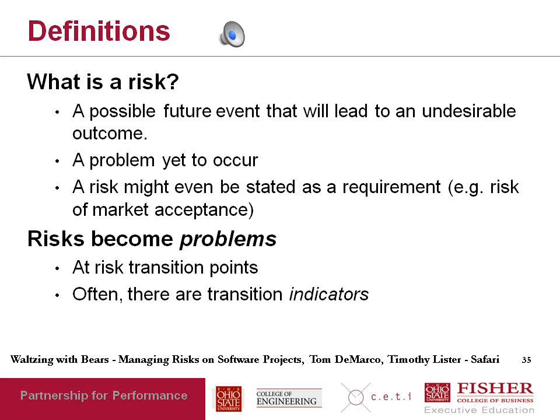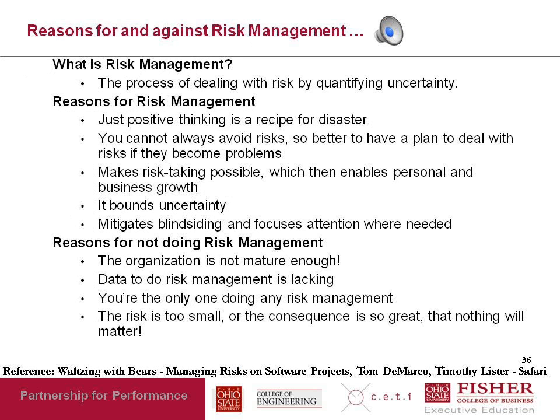So you can look at a transition indicator and realize that the risk is likely to become a problem in the near future. When it does become a problem, that's a risk transition point, and now that risk has become a problem. So now that you know what a risk is, what is risk management? Risk management is the process of dealing with risk by quantifying uncertainty and then dealing with it in a systematic manner.